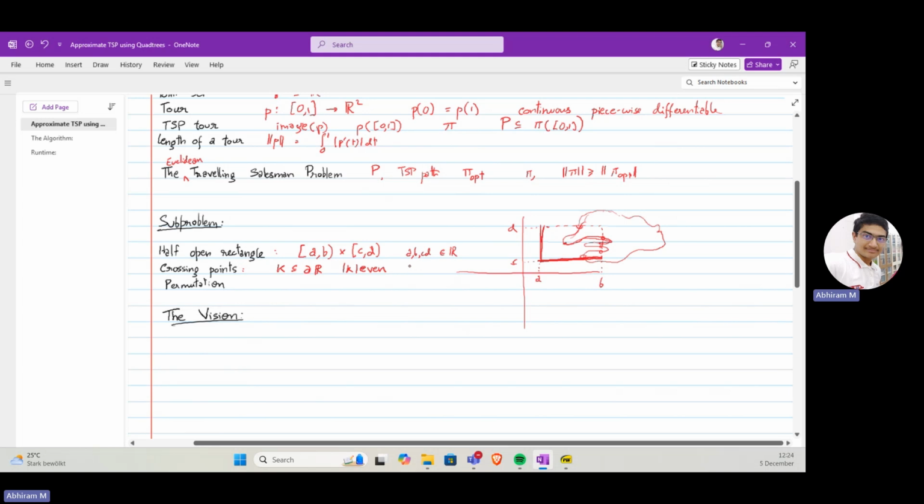And let's also say that the size of K, |K|, is less than T for a fixed constant T. So for this subproblem, we are going to have a fixed parameter T, and we're going to say that the number of times that the tour crosses has to be less than T.